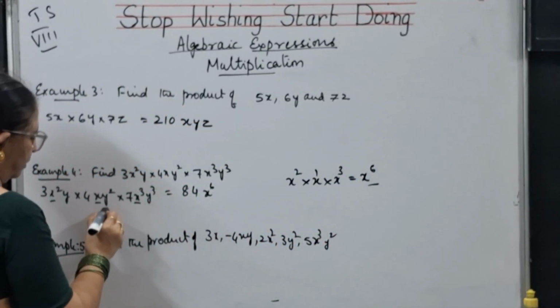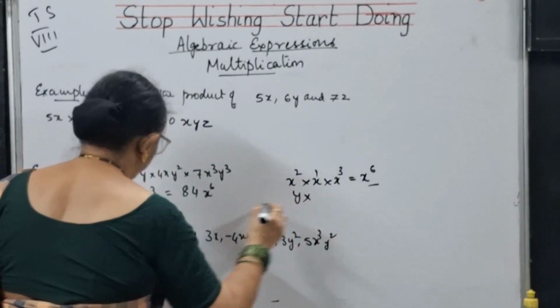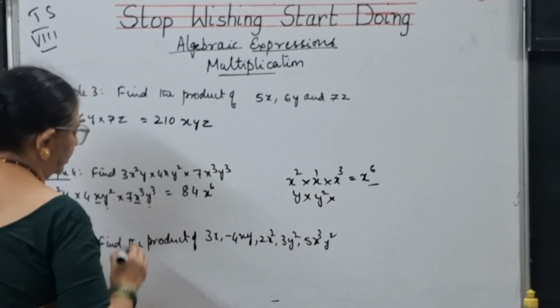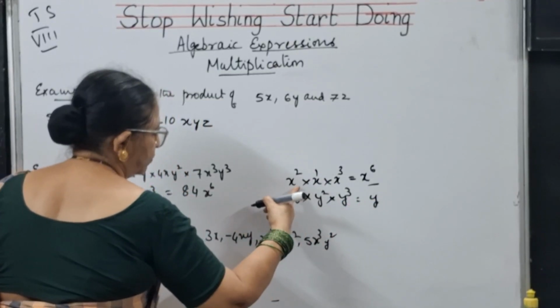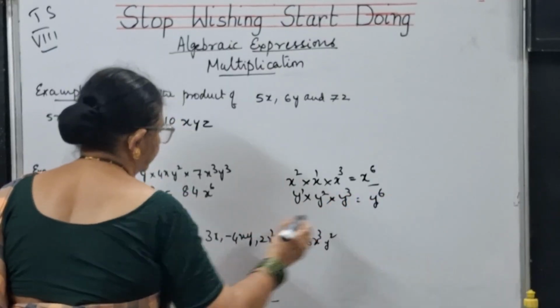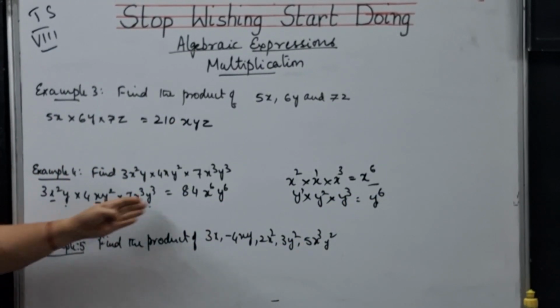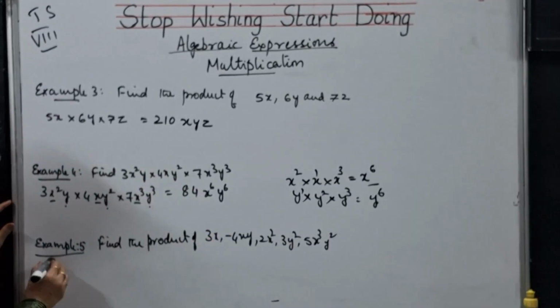Again y. See, this is 1y, this is 1y. So first I'll write y into this y is y square, into this y is y cube. So y to the power of, this is 1, nothing means 1. So 1 plus 2 is 3, 3 plus 3 is 6. y to the power of 6. You don't have anything else. So directly you can write the answer, children: 84 x to the power of 6 and y to the power of 6. Now example 5, find the product of, what have they given?